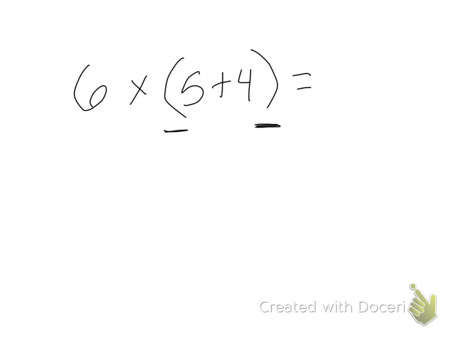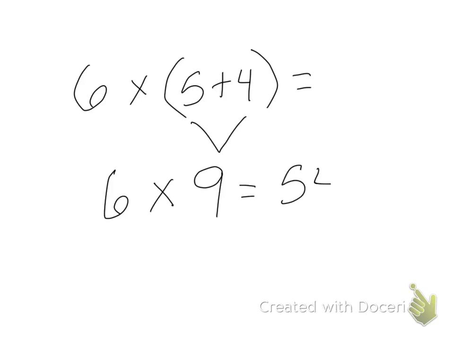These are parentheses. Parentheses separate a problem into parts. We do what's inside the parentheses first, and then what's outside. So here we would do 5 plus 4 first. 5 plus 4 is 9. And then we would do 6 times 9. So 6 times 9 equals 54.